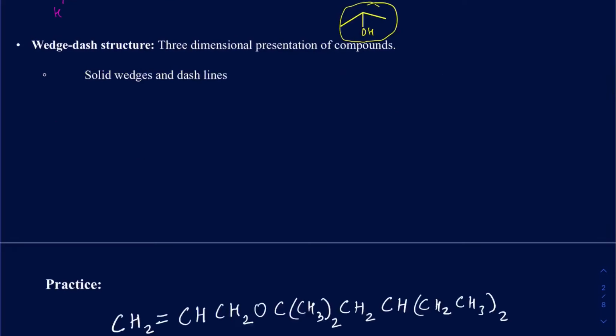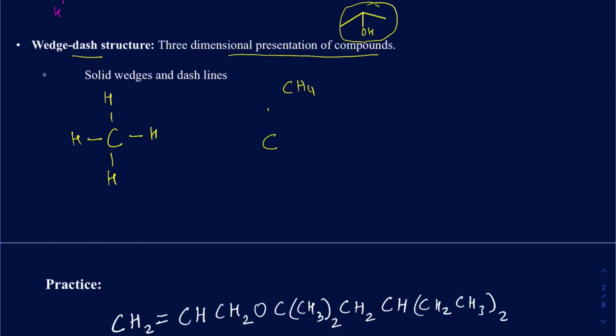In addition to that, you also want to familiarize yourself with a 3-dimensional representation of compounds where you're going to have solid wedges and dashes in the molecule. So suppose I take a simple molecule, something like CH4. Now, when you draw the Lewis structure for this CH4, this is how it's going to look. However, in 3 dimensions, that's not how it's going to be presented.